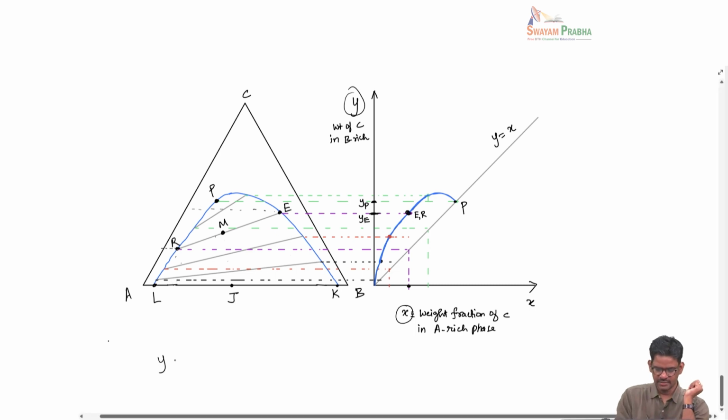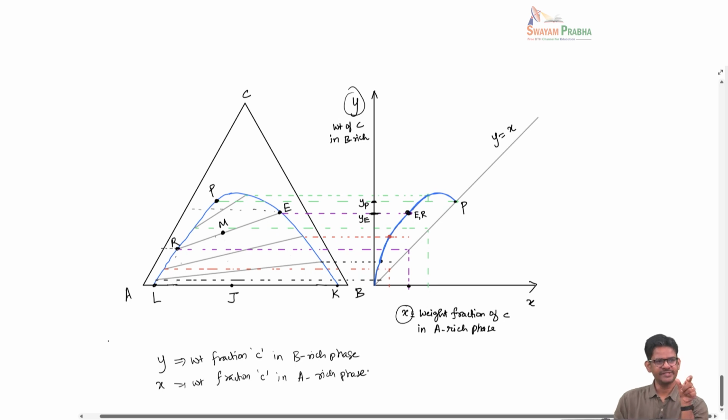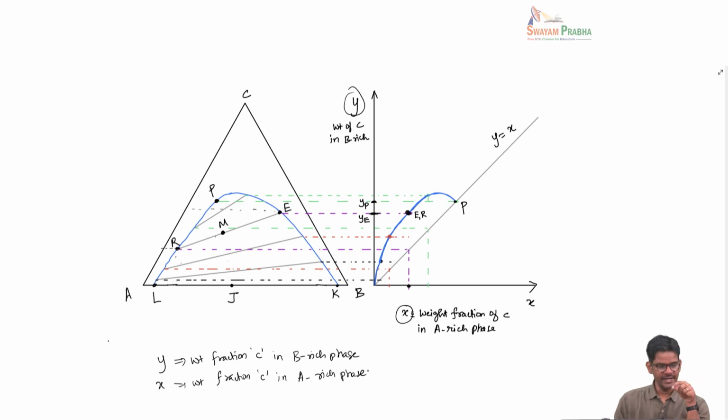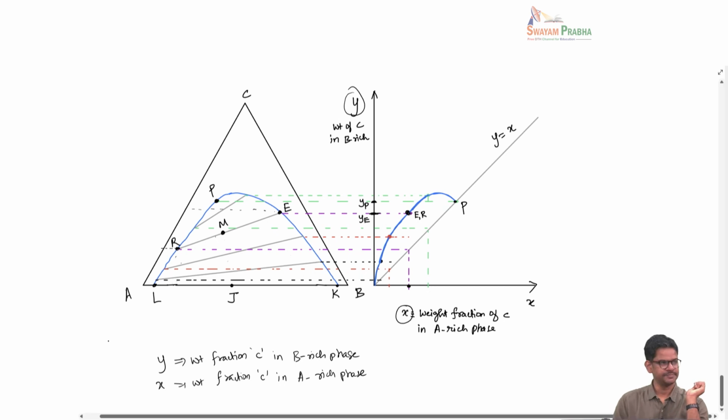So Y here is the weight fraction of C in the B rich phase, and X is the weight fraction of C in the A rich phase. So from each tie line, I read the value of Y and X and I plot Y versus X. So for this line RE, I find this point.